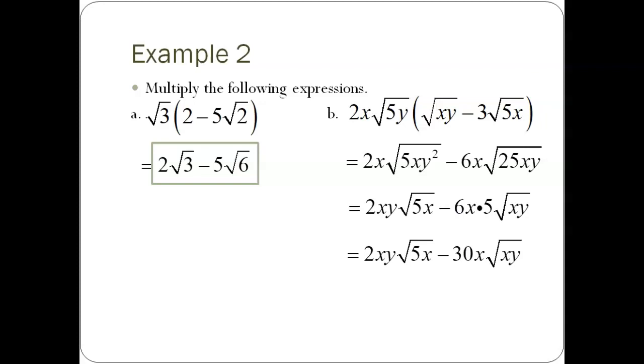And now, comparing what's under the radical, under one radical we have 5x, under the other radical we have xy. So we won't be able to combine these any further because between these two terms it's subtraction, and we can't add or subtract radicals unless what's under the radical is the same. So that's as far as we can go with that.